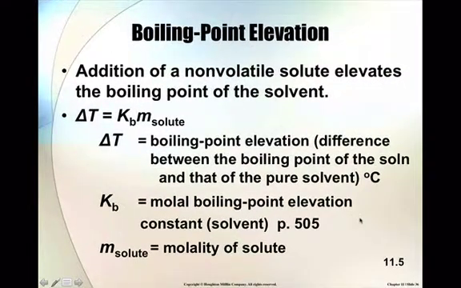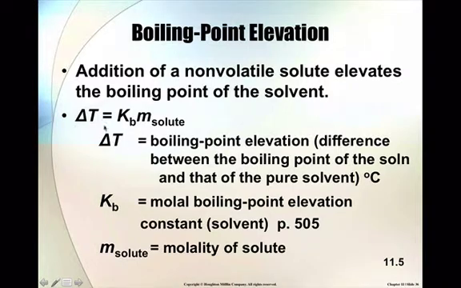So boiling point elevation is when we have the addition of a non-volatile solute. And remember, a non-volatile solute is something that doesn't go into the gas phase. So sugar, salts, it's some sort of solid that won't add to the vapor pressure. When we add those things, it elevates the boiling point of the solvent. So instead of water boiling at 100 degrees Celsius, maybe it boils at 100.5 degrees Celsius. It depends on what we're adding and how much we add of it.